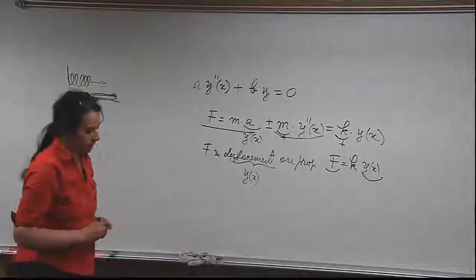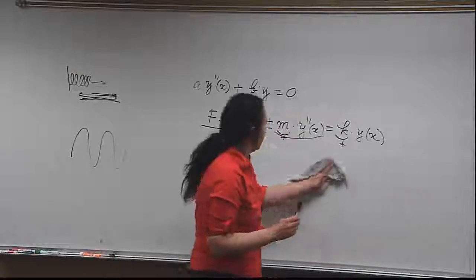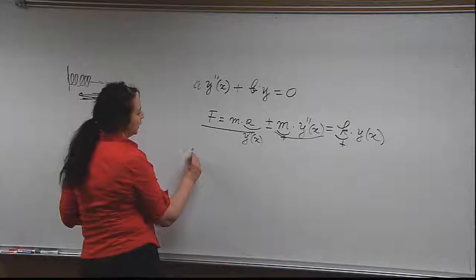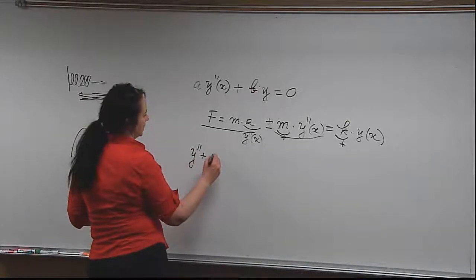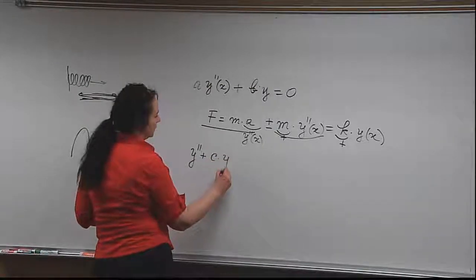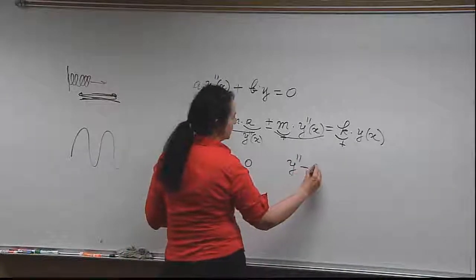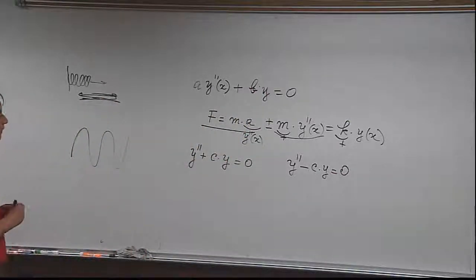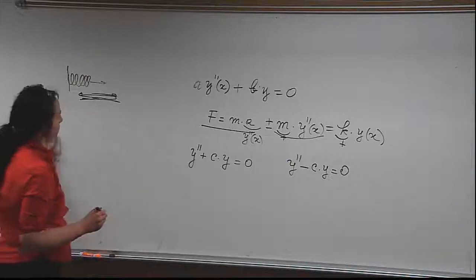And you have two equations in that case. One equation is of the form y double prime plus, give me a number, cy equals 0, and the other one will be y double prime minus cy equals 0. Okay? All right. Now, how hard is it to guess your solutions?